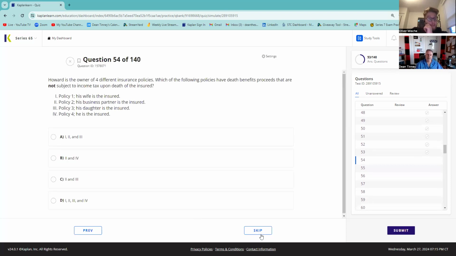Howard is an owner of 4 different insurance policies. Which of the following policies has death benefit proceeds that are not subject to income tax upon death? Oh, I hate these questions. I joke, insurance agents sell fear and stockbrokers sell greed. Insurance agents say, wouldn't it be terrible if? And stockbrokers say, wouldn't life be great if? I'm duly registered, I can sell both, fear and greed. Howard is the owner of 4 different life insurance policies, which of the following produce proceeds not subject to income tax upon the death of the insured?